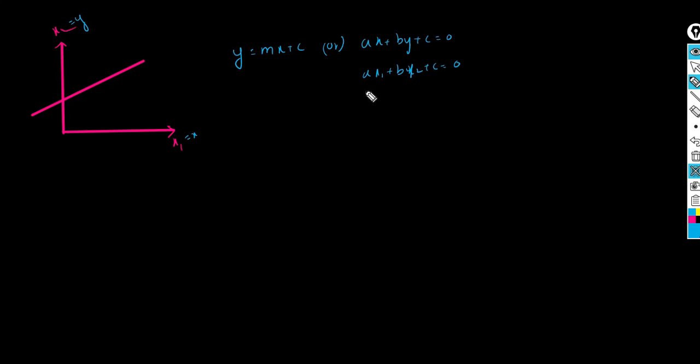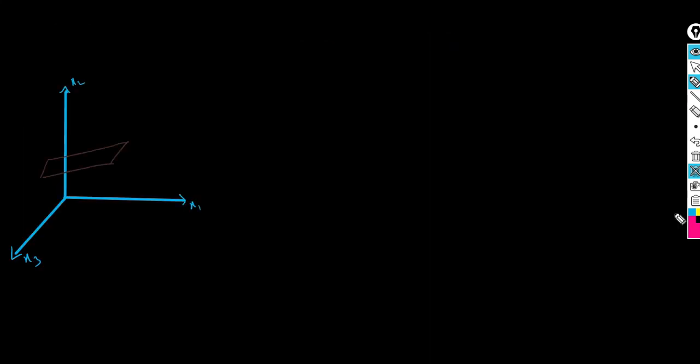Now we will represent a and b with w1 and w2 for our convenience: w1 x1 plus w2 x2 plus c, where c is represented with w0, equal to 0. Here w0 is the intercept value.